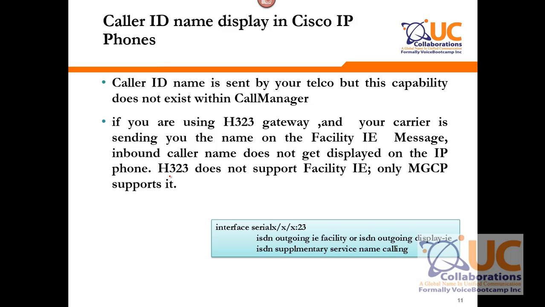So to configure this to ensure that it supports it, we must type the following two commands in our D channel: ISDN outgoing IE facility, or ISDN outgoing display IE, and ISDN supplementary service calling name.